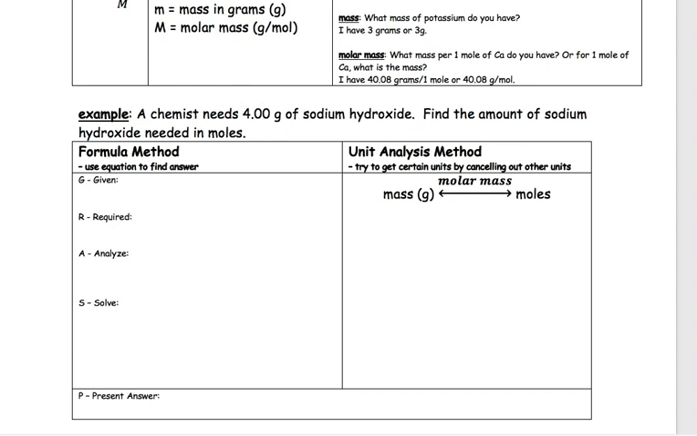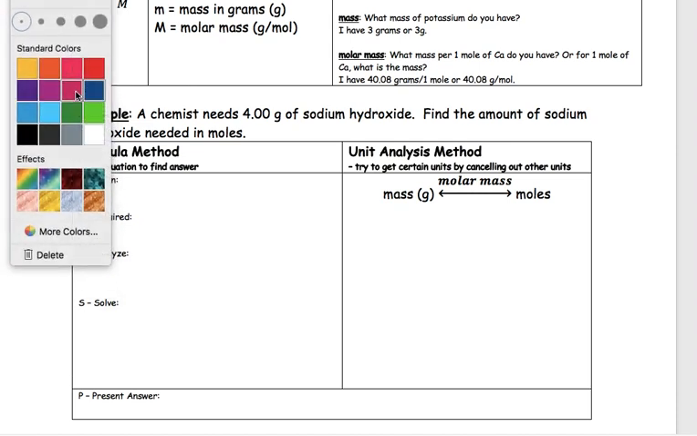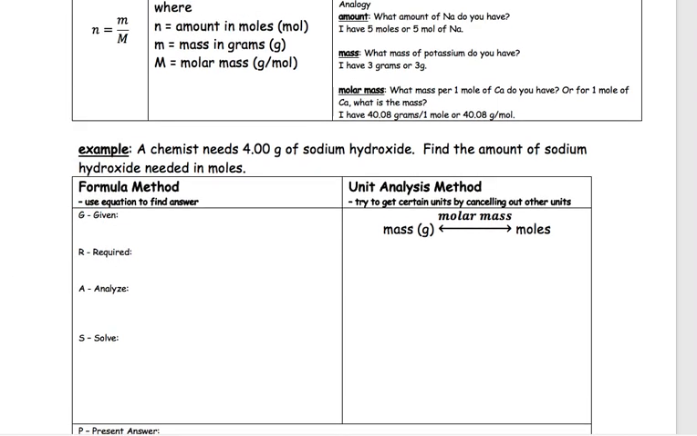So if you're going to use the formula method, I always tell students to write down what letter that 4 grams is, from the formula. So if you're looking at the formula here, we have N, M, and capital M, right? So grams. Again, that's why I want you to make the connection: mass is grams, amount is moles, molar mass is grams per mole.